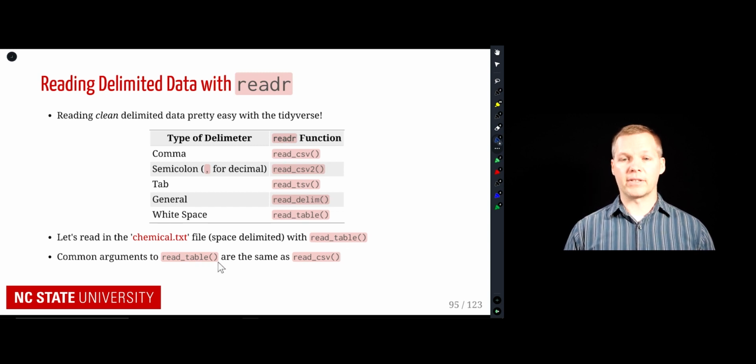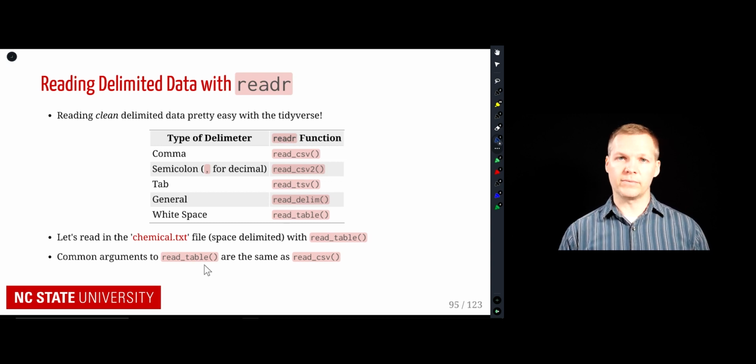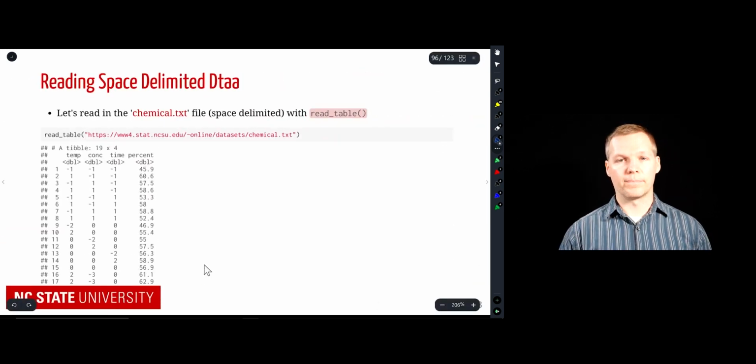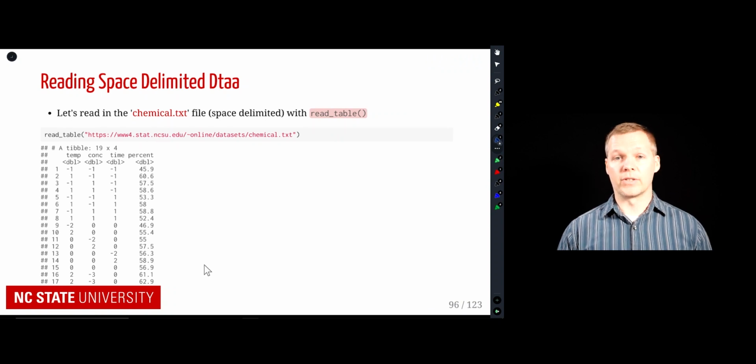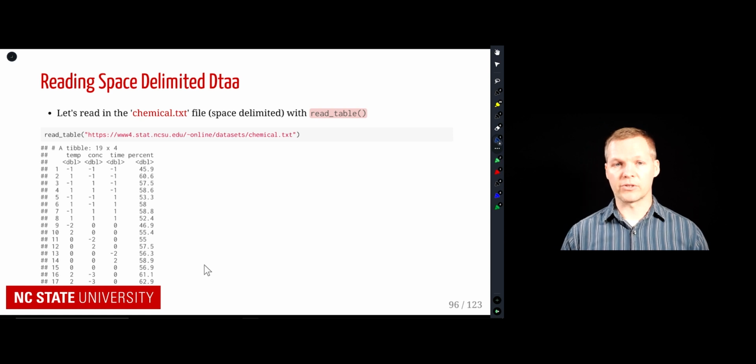Now, what's really nice about the tidyverse is that they have written their functions in a very coherent manner. So all of the same arguments that you would use for read_csv, if applicable, are used in all the other functions. So the same common arguments will occur in read_table that are in read_csv. All we need to do is basically specify the path to the file. This chemical.txt file also exists on the web. Let's just give it the quoted string of that URL, and we've now read in this data as a tibble.